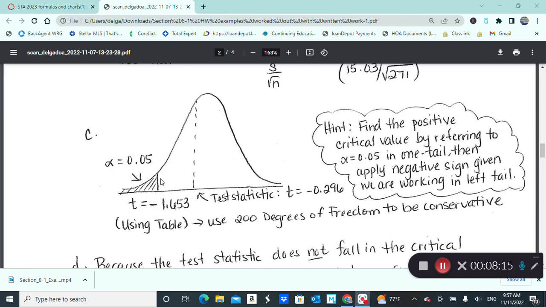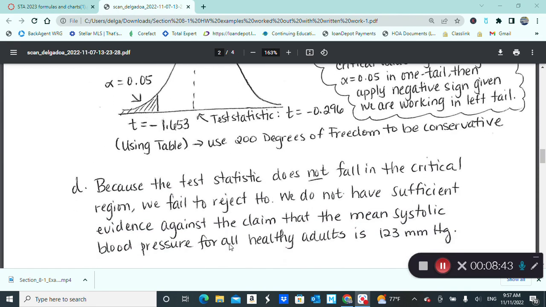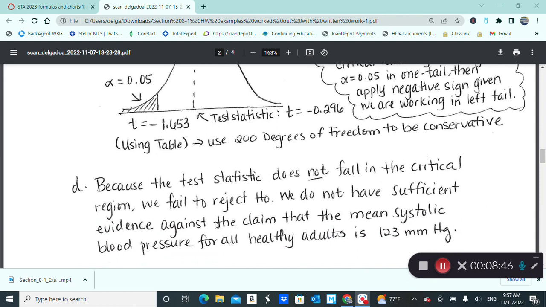All right, so here is our critical region. Our critical region is the area beyond that t value that we used by looking up the significance level of 0.05. If our test statistic fell in that critical region, we would say that we have sufficient evidence to reject the null hypothesis. However, our test statistic clearly does not fall in the critical region. Therefore, the correct conclusion is that we do not have sufficient evidence to reject H0. Therefore, we fail to reject H0.